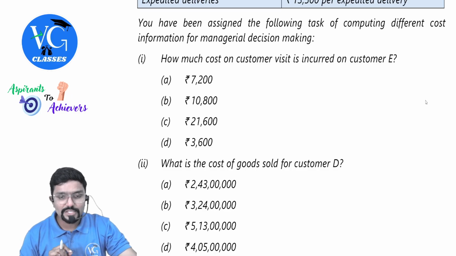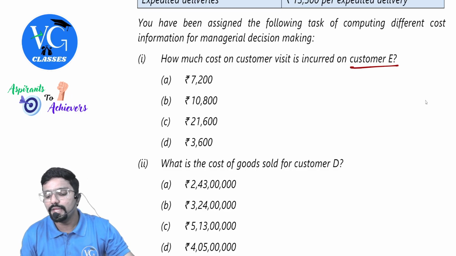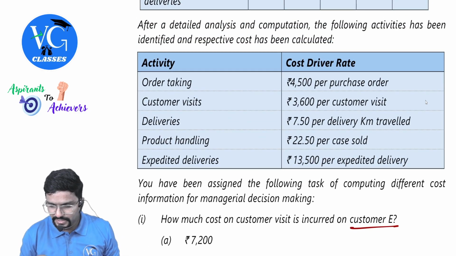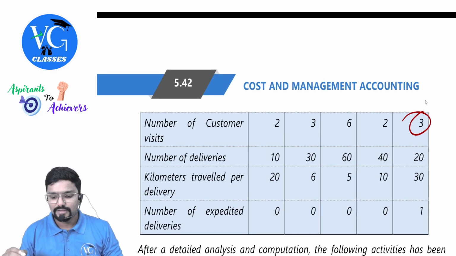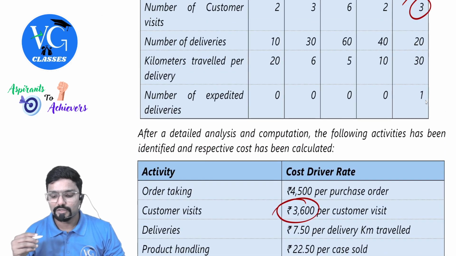Fine. How much cost on customer visit is incurred on customer E? Customer visit cost is 3,600. How many customer visits are there? 3. So 3,600 into 3.